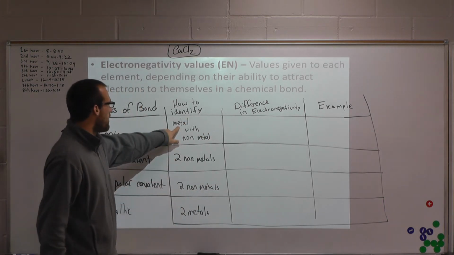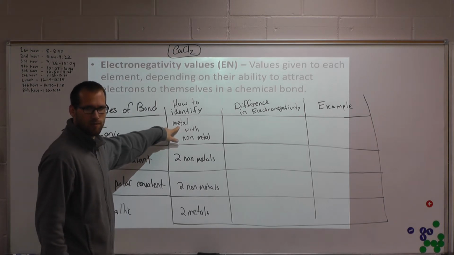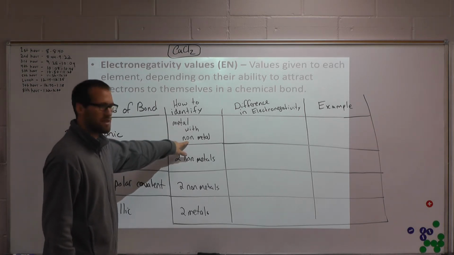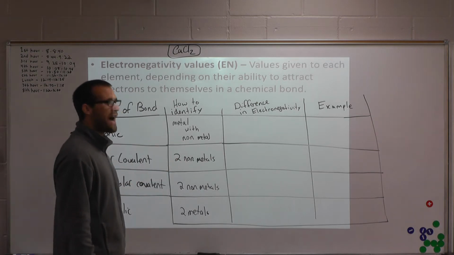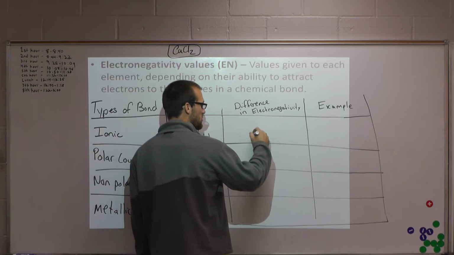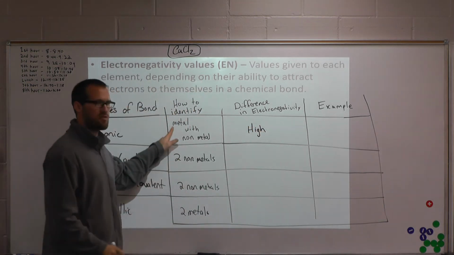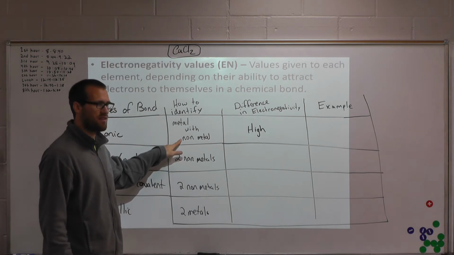Remember, what does a metal typically have from an electronegativity standpoint? Low. And non-metals tend to have high. This is why they typically give and take. So high, low, I would say the difference between them would be high. The difference between a low electronegativity and a high electronegativity is going to be high.